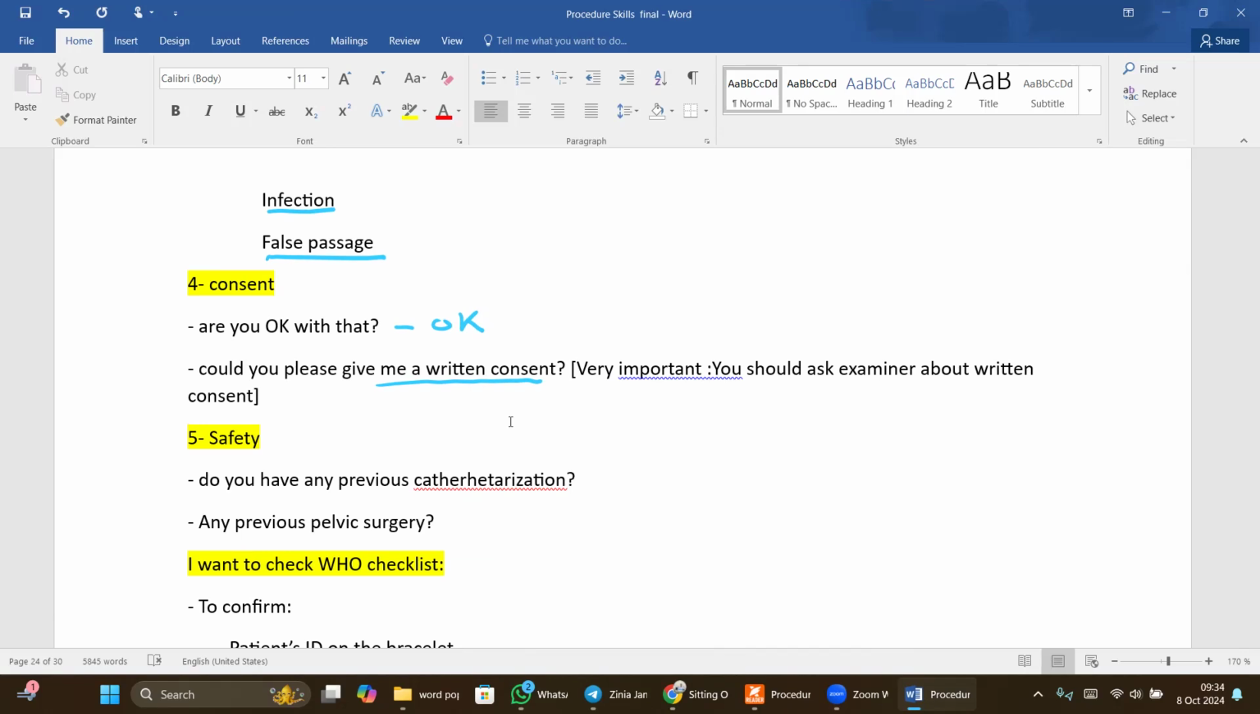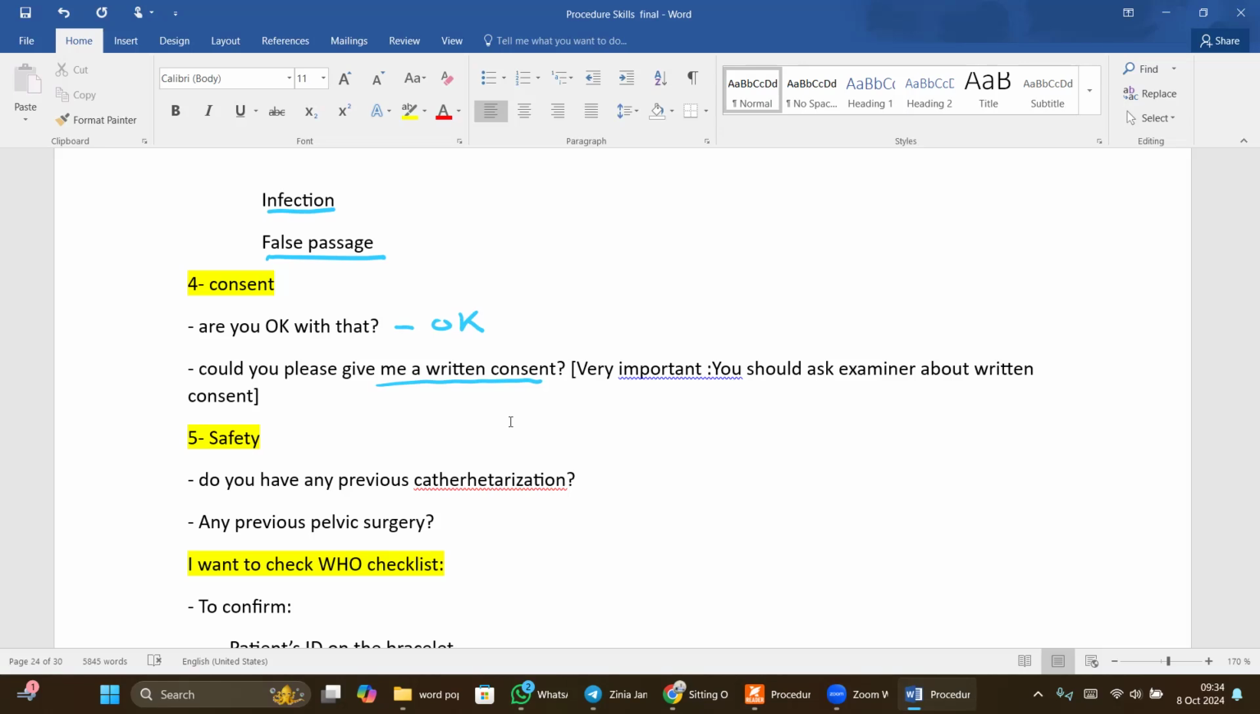Do you have any previous catheterization or any previous pelvic surgery? The actor or the examiner will say no or yes, whatever. So this is one part. Then safety: do you have any previous catheterization or any previous pelvic surgery?